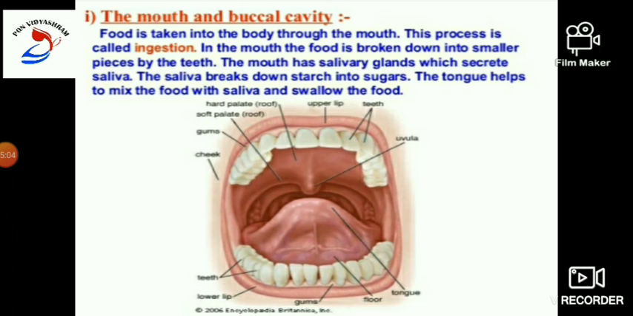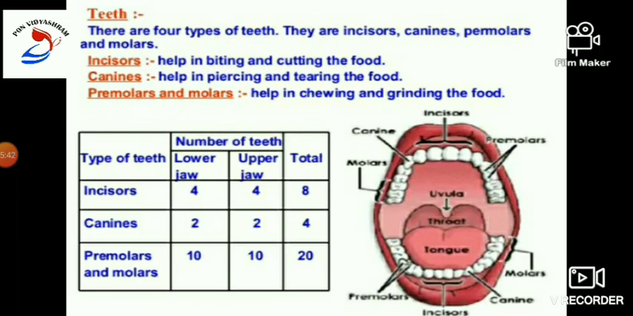The mouth has salivary glands which secrete saliva. So, what is the function of saliva? It helps in chewing and also it will lubricate the food. The saliva breaks down starch into sugars. What is the enzyme present there? Amylase. What is an enzyme? Enzyme is the chemical substance which speeds up the rate of chemical reactions. So, you can see in this picture the mouth, the saliva, how it mixes the food. The tongue helps to mix the food.